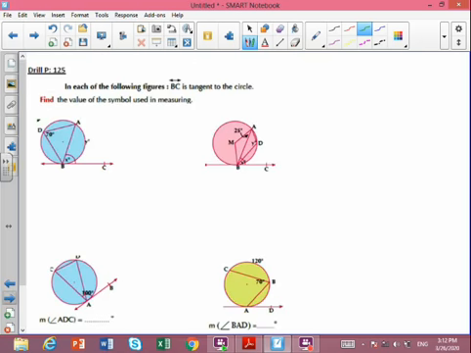In each of the following figures, please find the value of the symbol used in measuring. Let's revise first. I have the angle of tangency. It is equal to half the arc intercepted by its sides. It is also half the central angle subtended by the same arc, and it is equal to the inscribed angle subtended by the same arc. And also the angle of tangency is supplementary to the drawn inscribed angle on the chord of tangency.